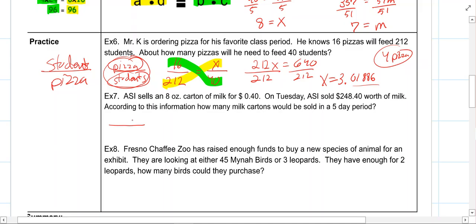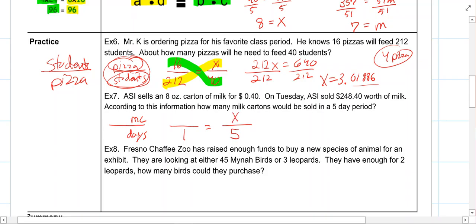I'm going to put milk cartons on top, and I'm going to put days on the bottom. Those are the two things mentioned. I'll set up my proportions here, and it's telling me here that on Tuesday, ASI sold $248.40 worth of milk cartons. According to this information, how many milk cartons would be sold in a 5-day period? So we know on Tuesday, which was one day, that they sold a certain amount. And we want to know how many they would sell in 5 days. Put our x up here.